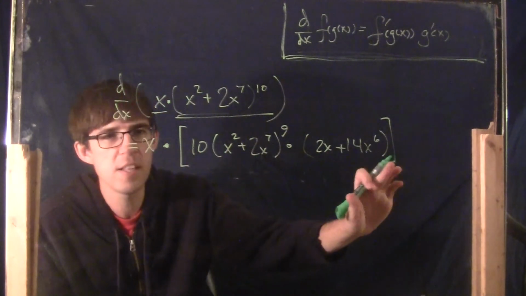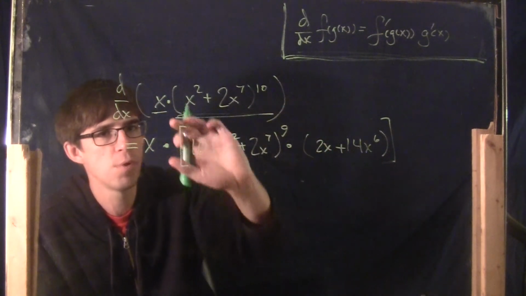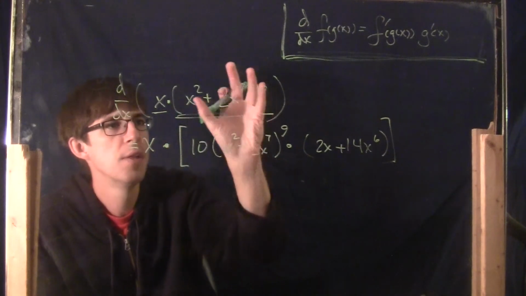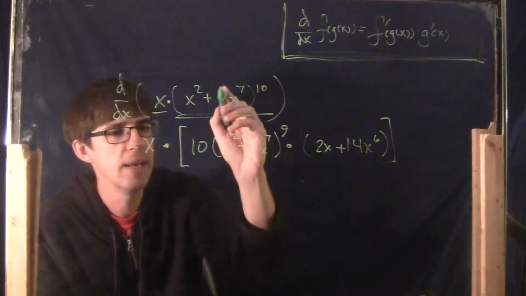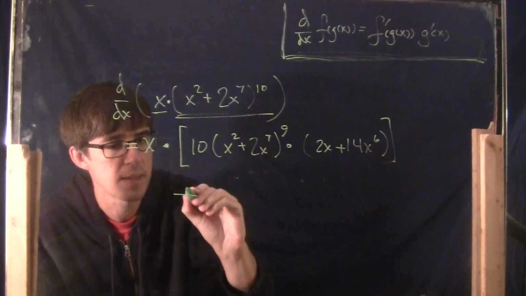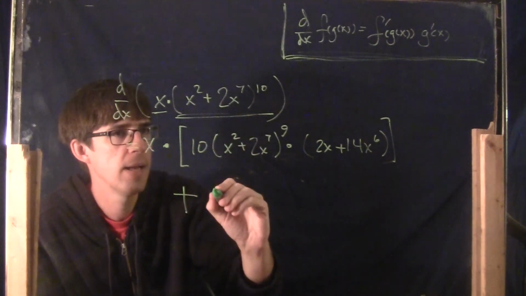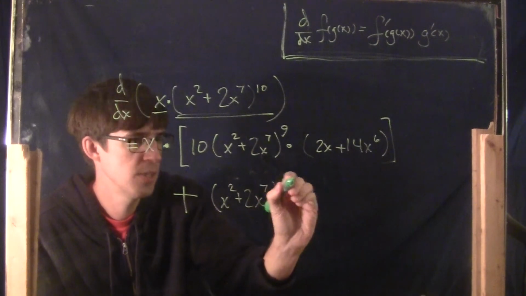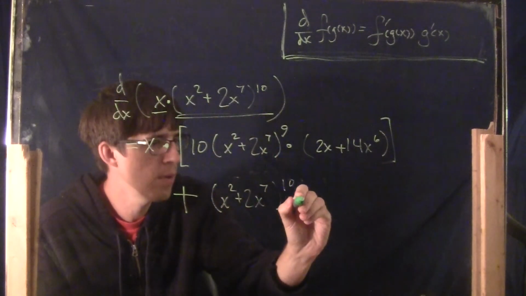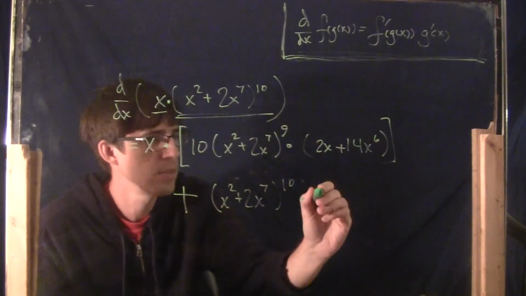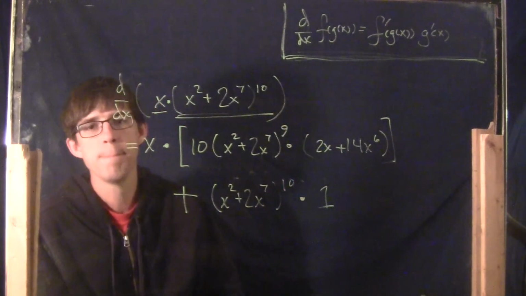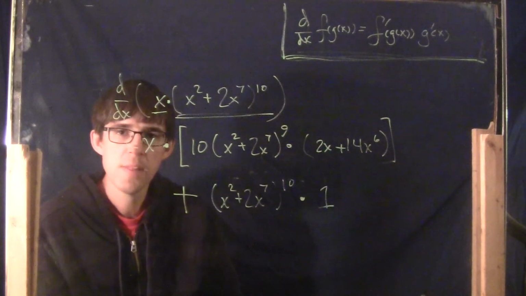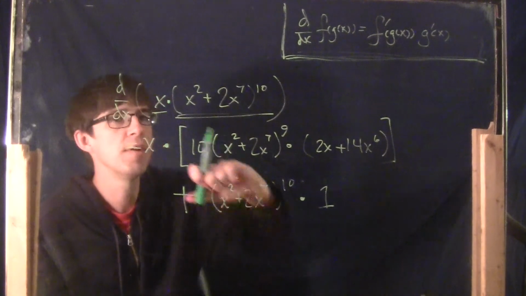This is not my final answer. Remember, overall I'm doing the product rule. I do the first thing, which was x, times the derivative of the second thing, which is all of that, and now the rest of the product rule, plus the second part as is, (x squared plus 2x to the 7) to the 10, times the derivative of the first part. Derivative of x is just 1. All right, there you go. That's the answer. This is the derivative of that thing.